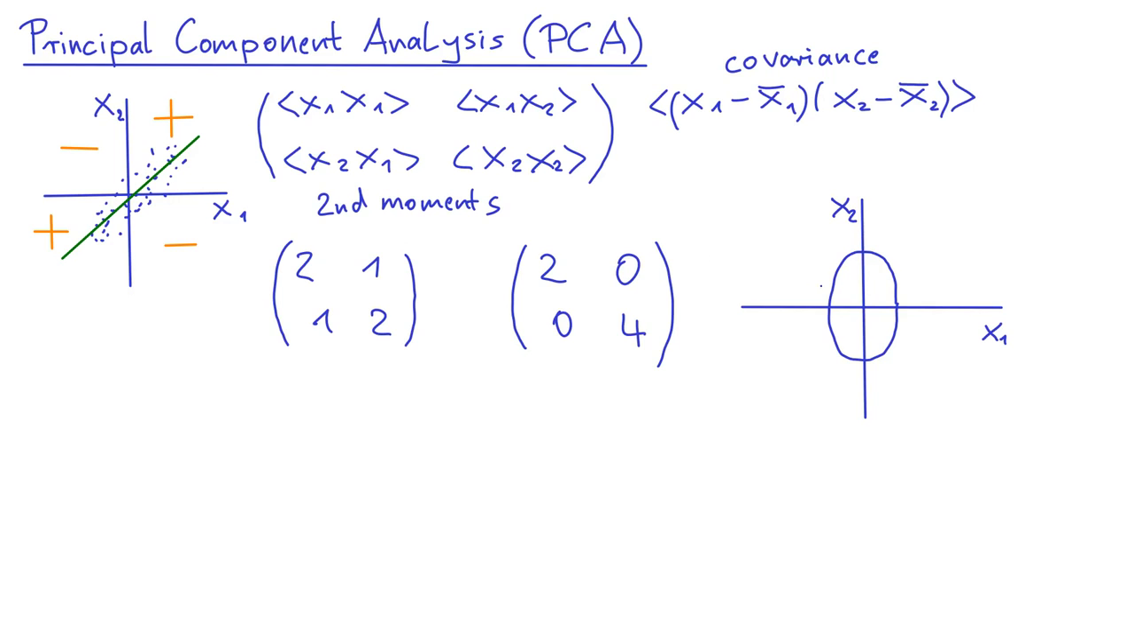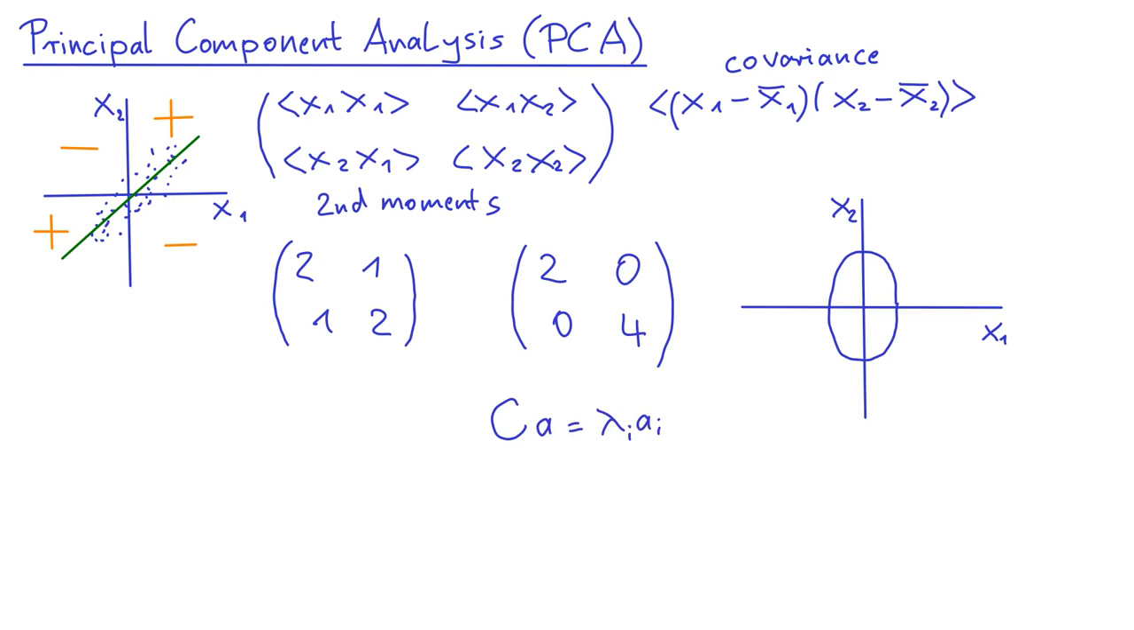So this is again the data distribution and the second moment matrix. Now what are the eigenvectors and eigenvalues of this matrix? Now to remind you, the eigenvalue equation looks like this. Let's take C, that's a typical letter for the second moment matrix. C times eigenvector A equals lambda times A.